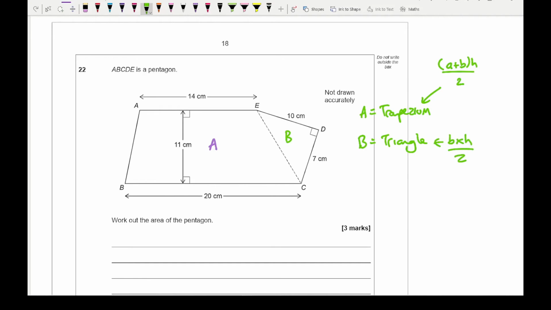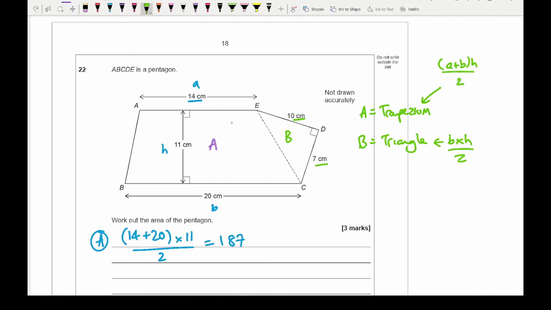So working out the area of A, the length is 20, or 14 I should say. Again, it doesn't really make a difference because you're going to be adding the numbers anyway. So we've got 14 plus 20, which is these two lengths here. So that's a, that's b, and that's h. And multiplied by 11, and we're going to then divide that by 2. So if I just type that all into my calculator, 14 plus 20 times 11 divided by 2 gives me an answer of 187.